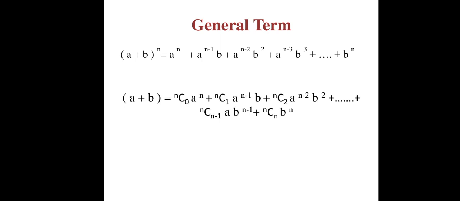Next, what about the constants we have to write? For that we have a factorial method. The first constant we can write as nC0, the second constant as nC1, the third constant as nC2, and so on up to nC(n minus 1), nC n. So at the last term, we get the power value and the constant value will be the same.